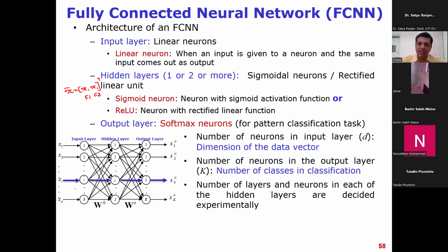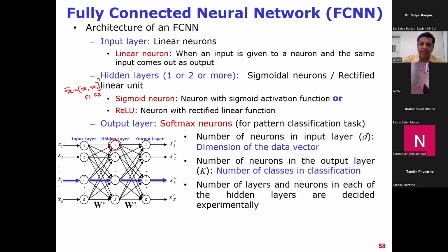And why is it called a fully connected neural network? Because every neuron in a hidden layer, say for example in this one, is connected to every neuron in the previous layer, right? Similarly, every neuron in the output layer has a connection with every neuron in the previous layer. That's the reason why it's called a fully connected neural network. Are you with me with this?